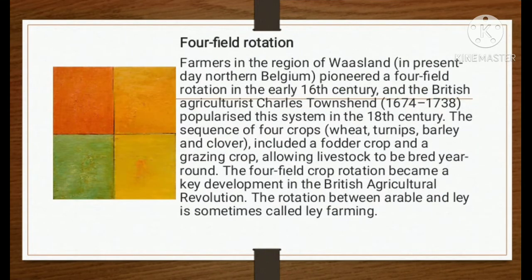In four-field rotation, farmers in the region of Waasland pioneered a four-field rotation in the early 16th century, and the British agriculturist Charles Townshend popularized the system in the 18th century. The sequence of 4 crops included a fodder crop and a grazing crop, allowing livestock to be bred year-round. The four-field crop rotation became a key development in the British agricultural revolution. The rotation between arable and ley is sometimes called ley farming.